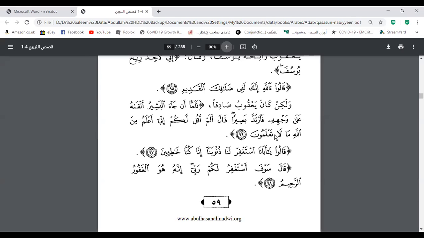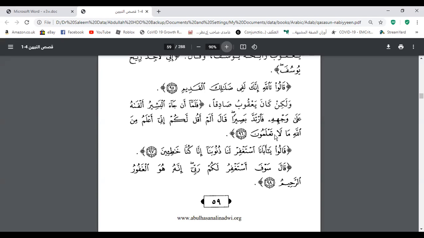And then he said, Alam aqul lakum, did I not say to you, Inni a'lamu min Allah, that I know from Allah what you do not know. Then the family said, the children and the other people, Ya Abana, O our father, istaghfir lana dhunubana, please seek forgiveness for us, for our sins. Seek forgiveness from Allah subhanahu wa ta'ala is implied. Do tawbah for us. Inna kunna khati'een, indeed we were wrongdoers.